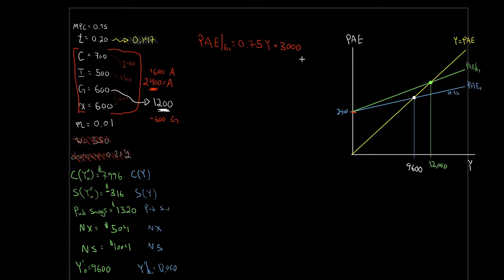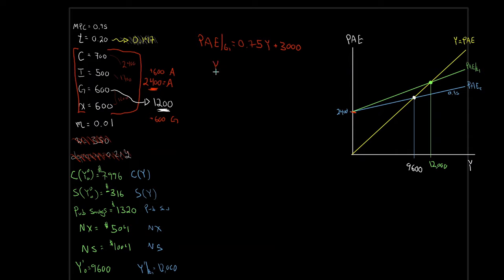We have our new planned aggregate expenditure curve. Now we just need to draw it and then solve for equilibrium. So let's go about drawing it there. And in this case, actually, you know what? Let's change things up. Let's solve it first and then we'll draw it. Just to spice things up, right?